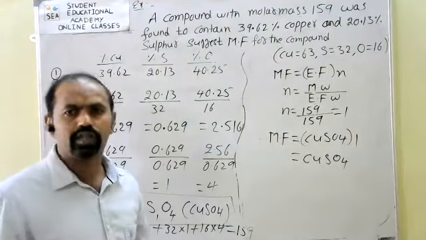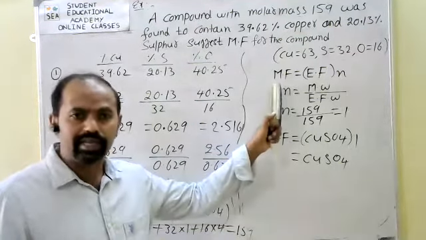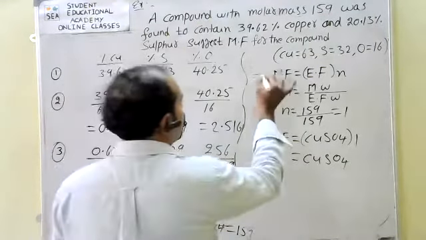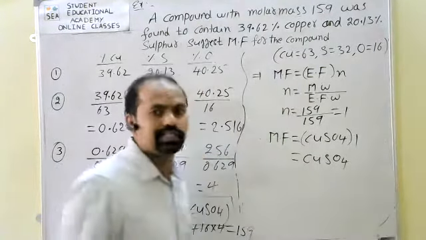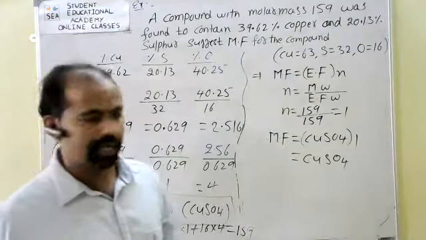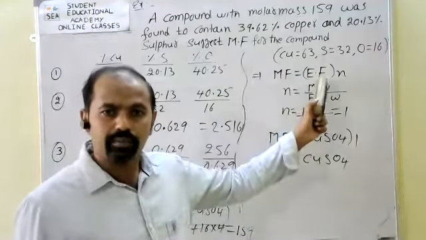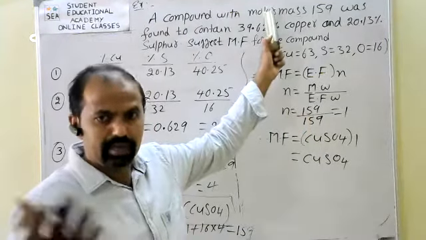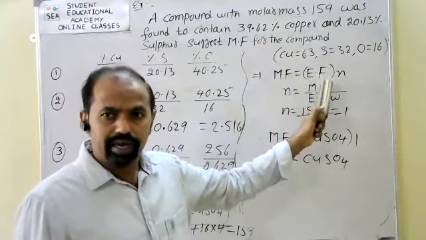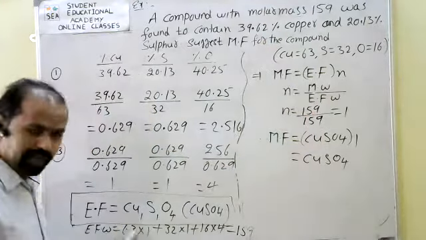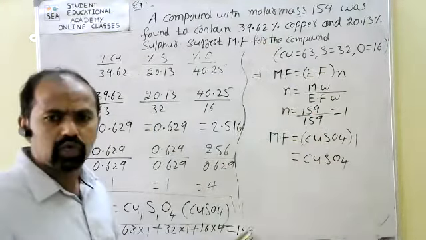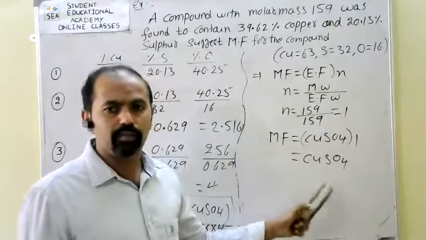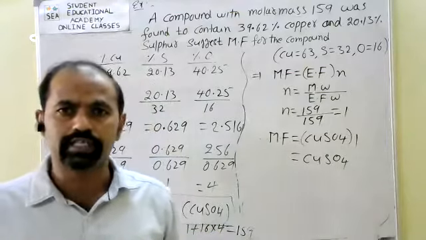After that, if you know the empirical formula, we calculate the molecular formula very easily. What is the relation between empirical formula and molecular formula? Molecular formula is always equal to empirical formula into n, where n equals molecular weight by empirical formula weight. Molecular weight is already given. Molar mass is nothing but molecular weight, 159. Here we find out the empirical formula weight, that is also 159. That equals 1. Therefore, molecular formula equals CuSO4.